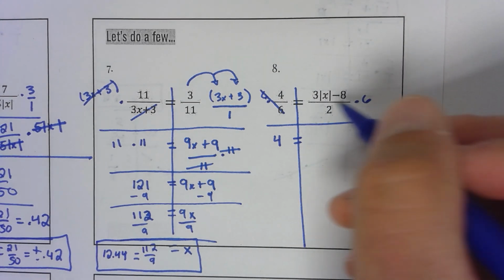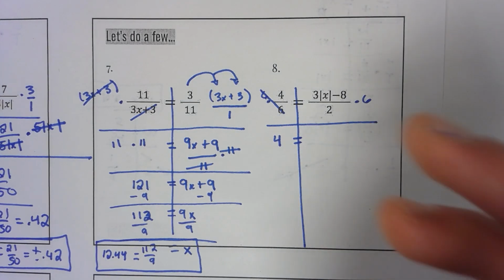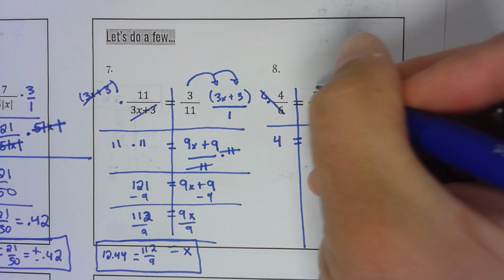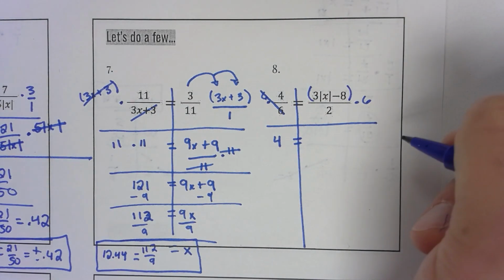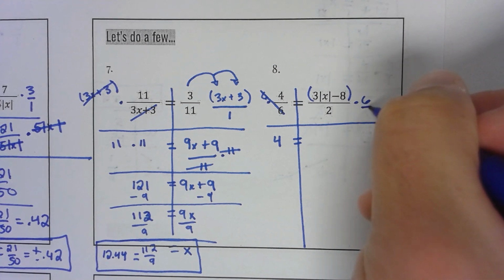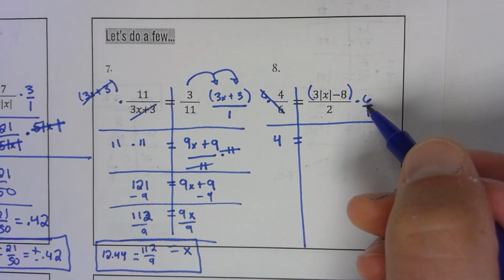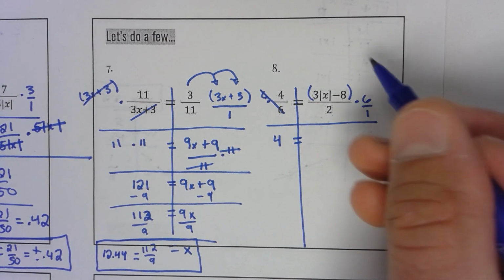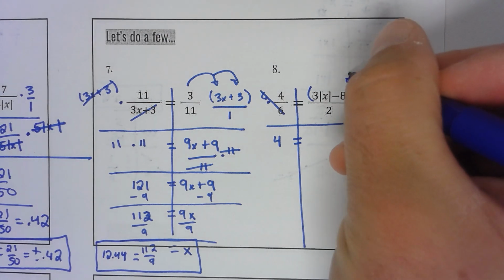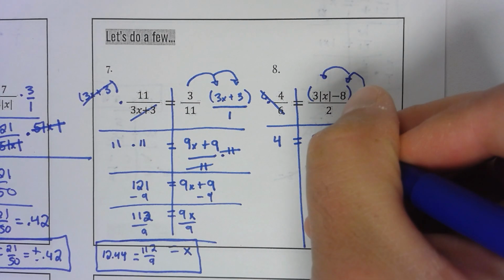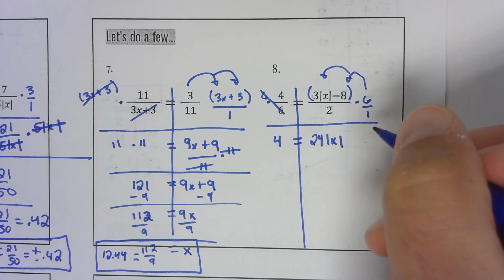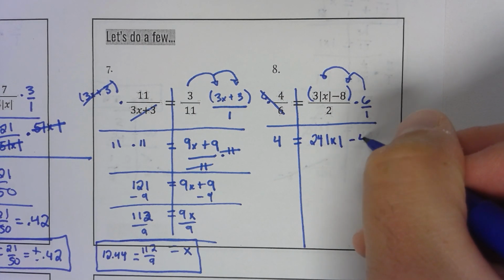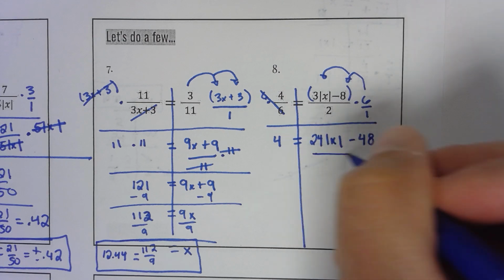And then as soon as we see this 3x minus 8 is all on top of that fraction, I'm going to put parentheses around it. The reason that's important is because now when I do my multiplication, this 6, just like on 7, needs to distribute. So this 6 will distribute. I get 24 absolute value of x minus 48, and then all over 2 still.